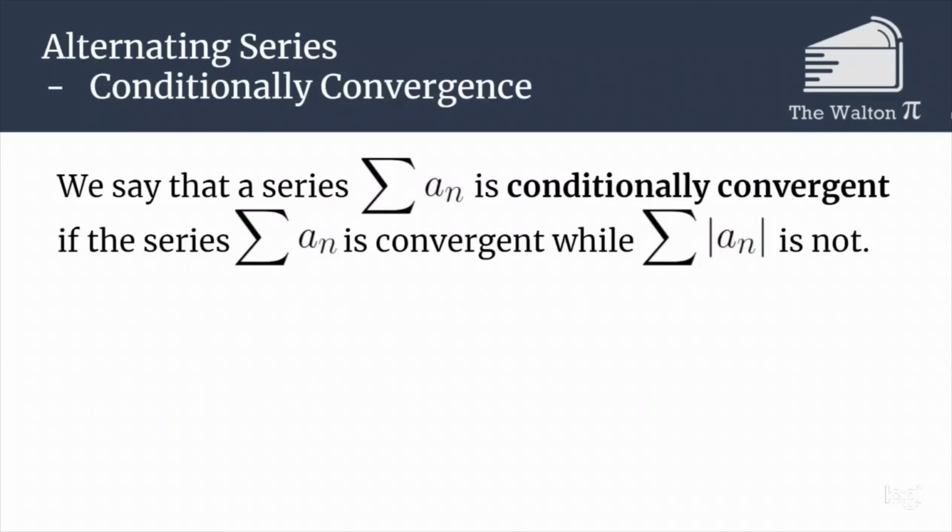We also will say that a series is conditionally convergent if the series of a sub n is convergent while the series of the absolute value of a sub n is not convergent. That is what it means for a series to be conditionally convergent.